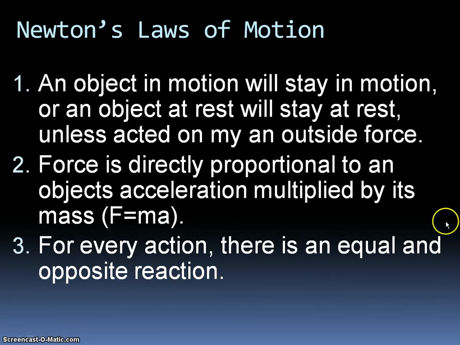The first law says that an object in motion will stay in motion, and an object at rest stays at rest, unless acted on by an outside force. So basically, objects will not change their velocity unless you apply a net outside force. The first law is really a conceptual, or qualitative, law. The second law is where we get into the math. The second law essentially says F equals ma.